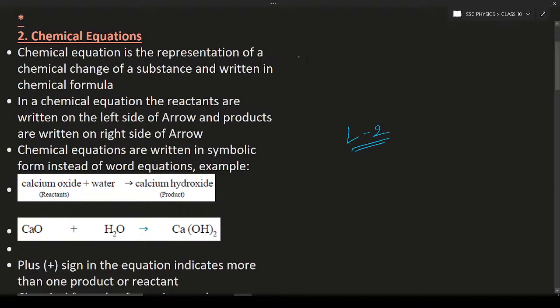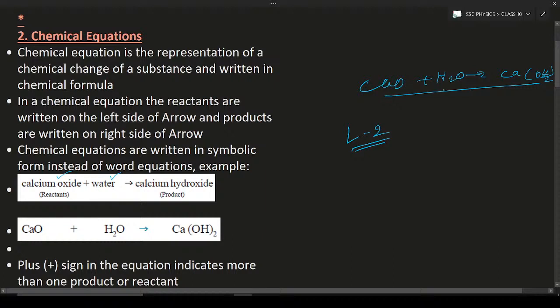So the chemical equation is a representation of the chemical change. What is meant by chemical change? Chemical change is nothing but the turning of one substance into another new substance. For example, here you can see calcium oxide, CaO, plus water, H2O. Both are going to react to form calcium hydroxide. This is a chemical equation, and it is a chemical change. Calcium oxide and water are changing into a completely new substance, calcium hydroxide.